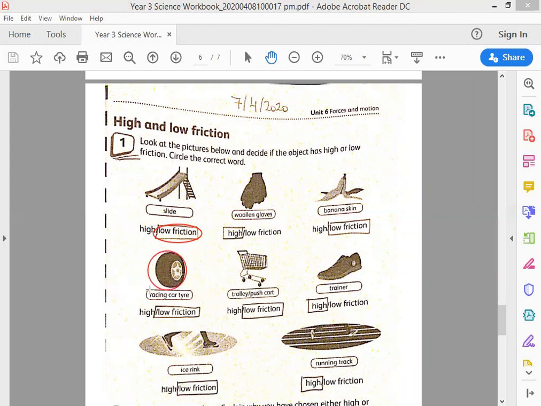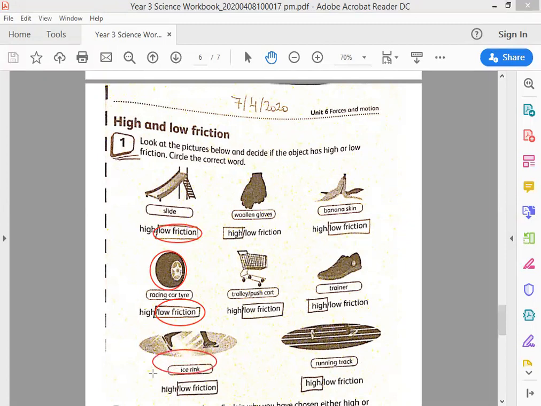What about racing car tires? Do you know that racing car tires move at a very, very high speed so they can win the race? So of course they need low friction so they can move very quickly and win the race. So racing car tires have low friction. On the contrary, our modern cars we use in the streets have high friction to avoid slipping during the rainy days. But racing cars need low friction tires so they can move at a very high speed during the race.